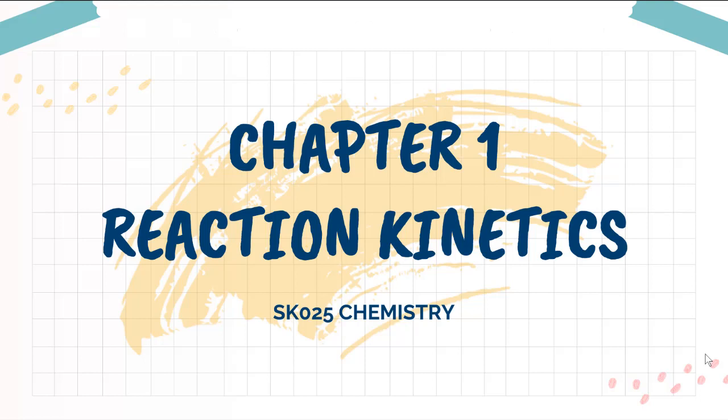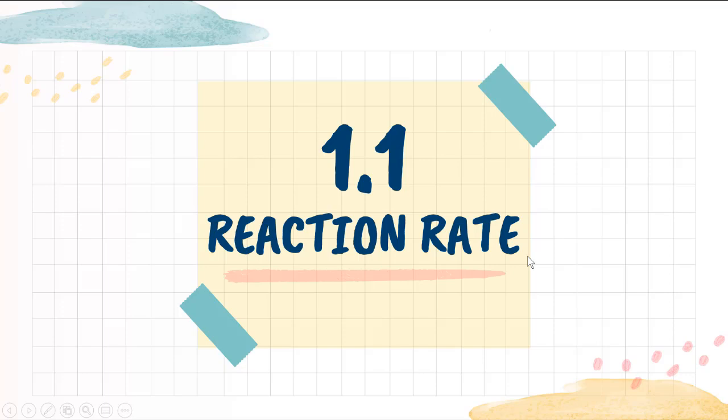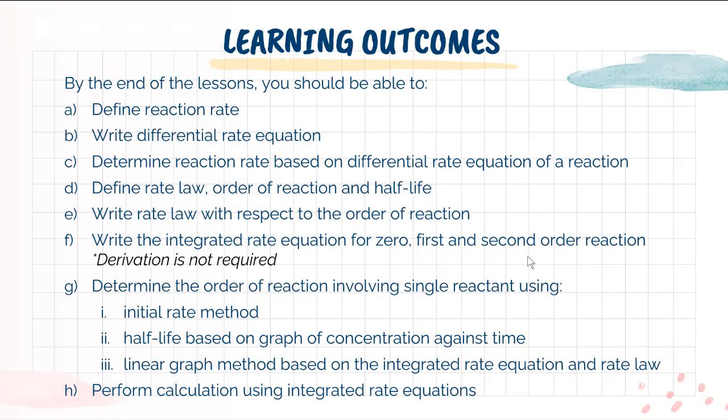In this semester, we are going to do our SK025 chemistry, and this is our very first chapter, chapter 1, reactions kinetic. So for chapter 1.1, we are going to look into reactions rate. So here is the learning outcome. You may refer to your notes given.